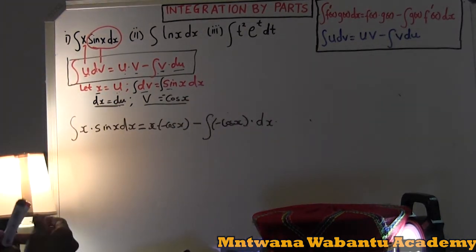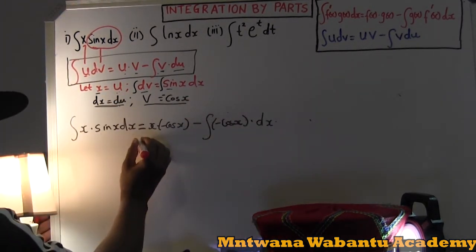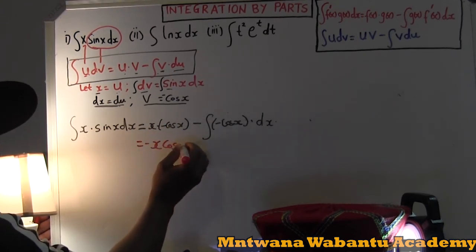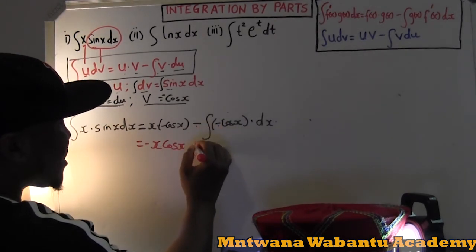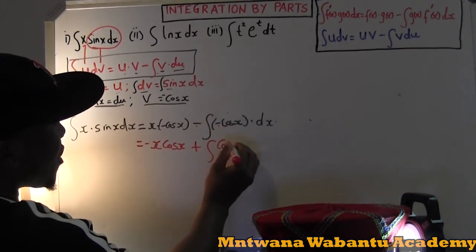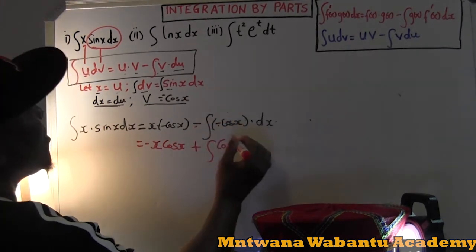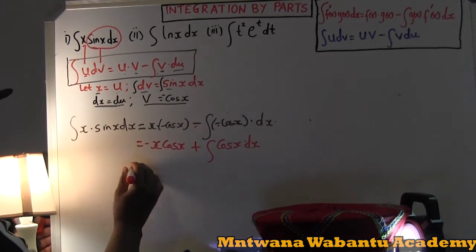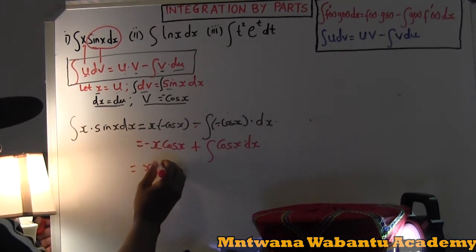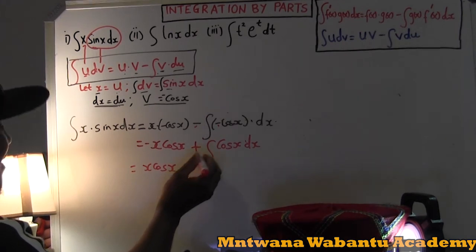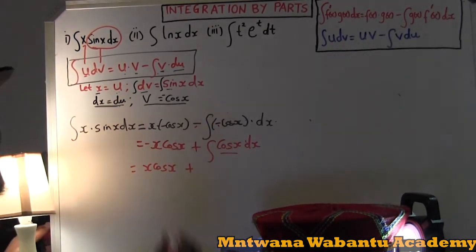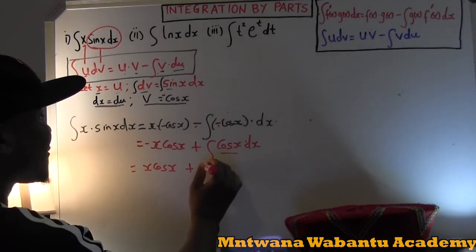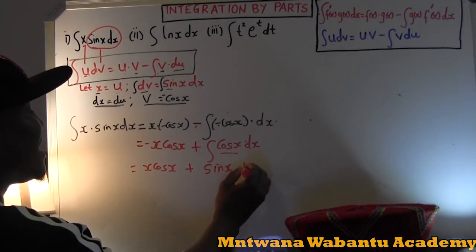Okay, so now the equation is almost finished. We take the negative out, and we have cos of x. Negative and negative is going to be positive, and then we have the integral of cos of x dx. So we're going to have x cos of x plus, when you integrate cos of x, you get sin of x, and then plus a constant.